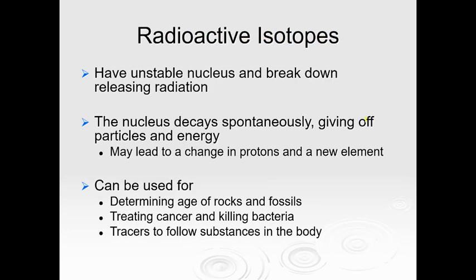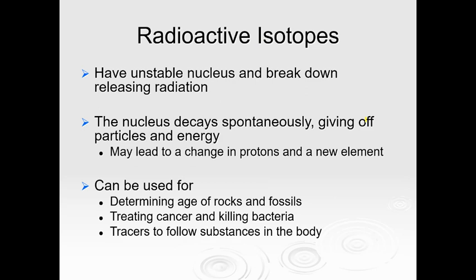Now, some isotopes are not stable, and essentially the particles in the nucleus are not really in a stable state. So in order to get to a more stable state, they will spontaneously give off particles, and we call those particles radiation. Any isotope that is unstable and gives off particles, alpha, beta, gamma, you may have learned about those in chemistry.